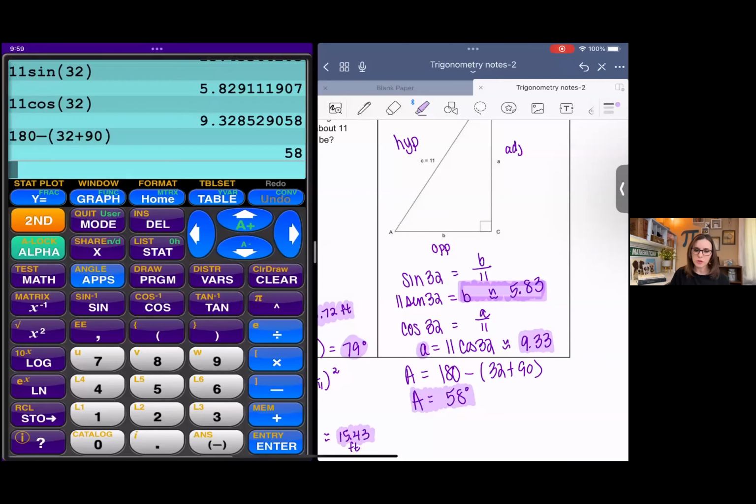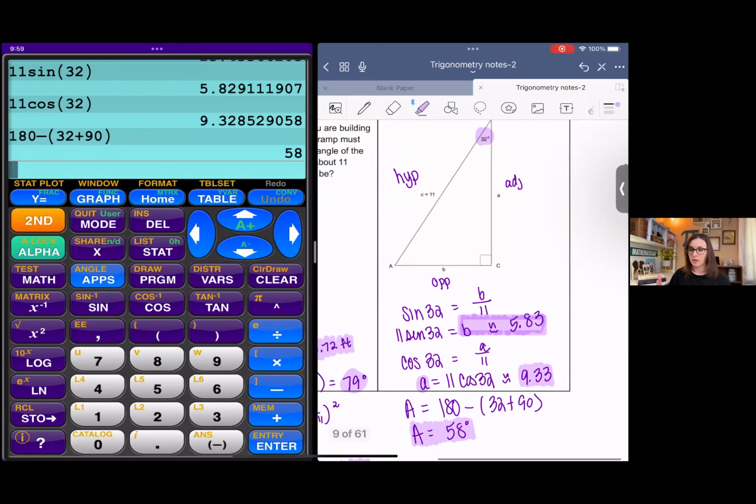Okay, so hopefully, sorry, back up. Before you start, it can be helpful to go ahead and label your triangle. So based on the angle that we were given, 32 degrees, side B is opposite, side A is adjacent. And then with that, you can figure out which trig functions you want to use to solve.